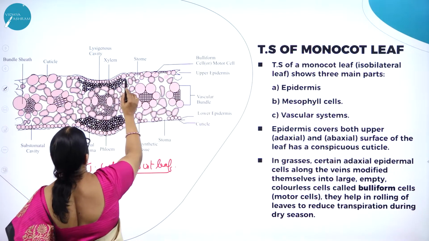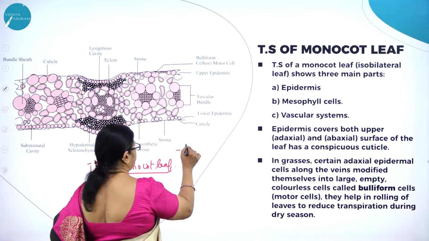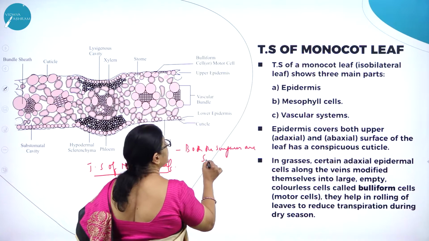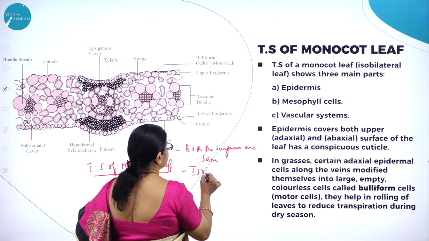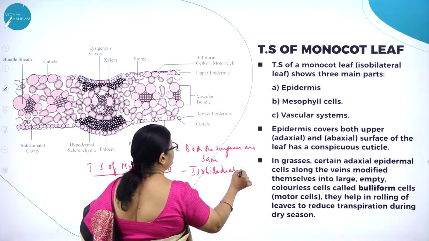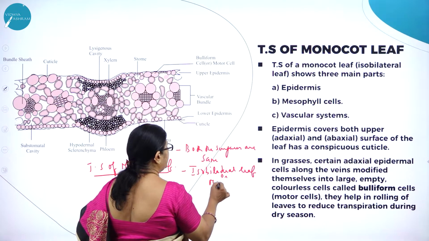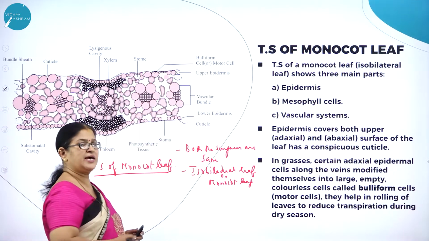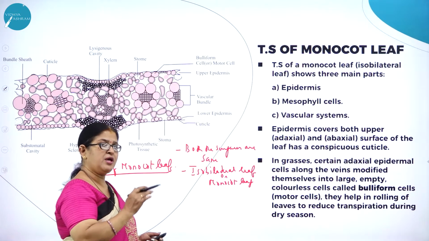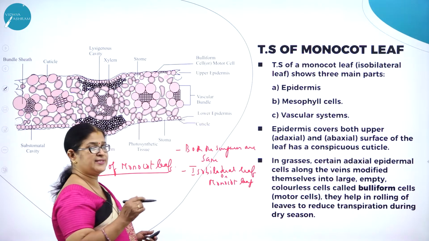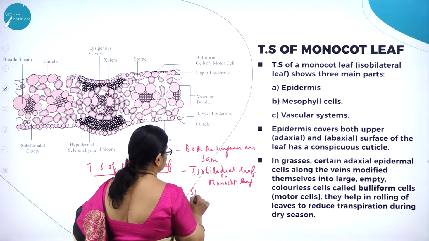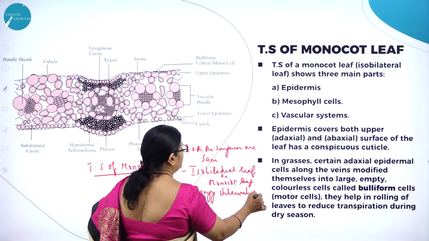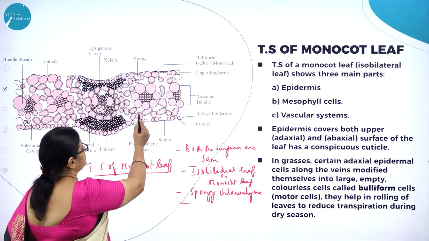You can see the outermost layer. Here both the surfaces are the same, hence it is called an isobilateral leaf. The monocot leaf is also called an isobilateral leaf. What do you mean by iso? Both the sides are one and the same. You cannot differentiate it into upper epidermis and lower epidermis. And as I said, only one type of chlorenchyma is found, the spongy chlorenchyma. In a dicot leaf both types of chlorenchyma are found, but here on both surfaces we have spongy.